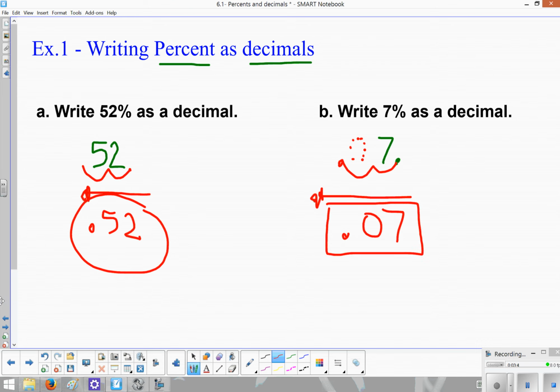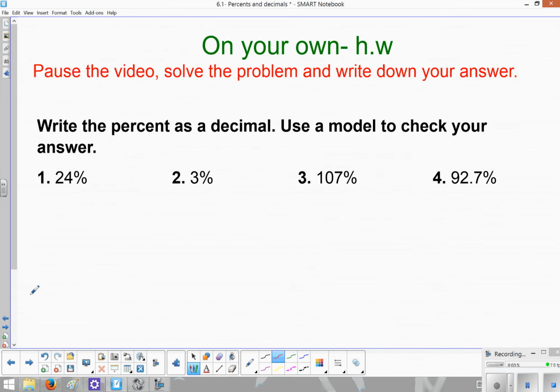Okay? All right. So again, percents to decimals, we move it two places to the what? To the left. I would like for you now to take out a piece of paper, and on your own, complete questions 1, 2, 3, and 4. You're changing all the percents into a decimal by moving it what?